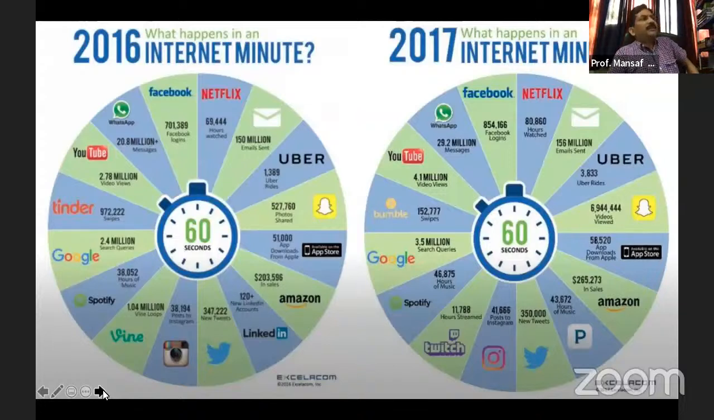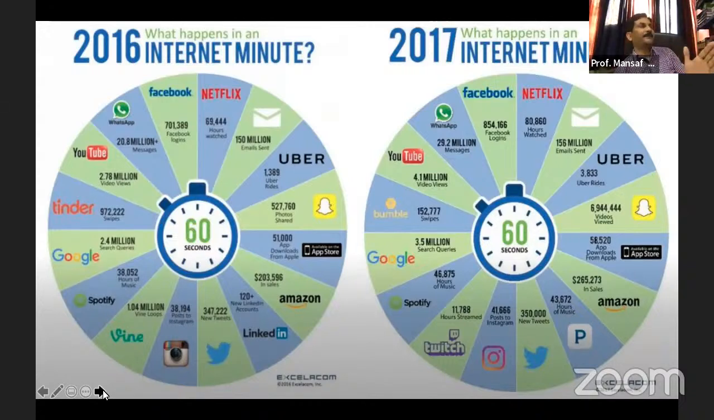In 2016, in 60 seconds, in 1 minute, YouTube had 2.78 million video views, 20.8 million messages transmitted in a minute, and Google 2.4 million searches every minute.